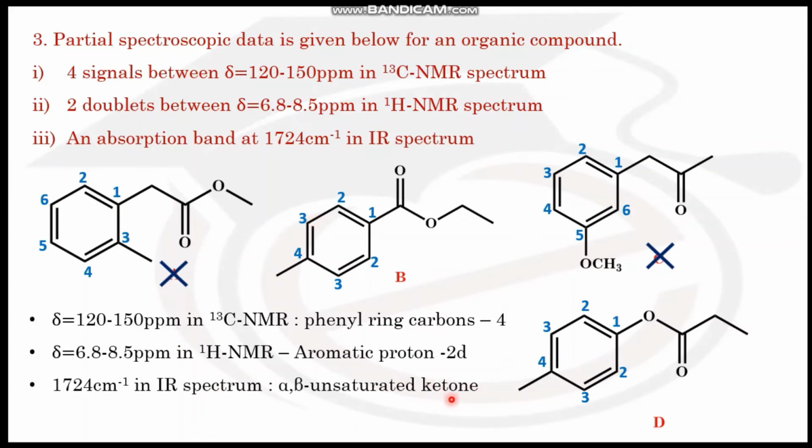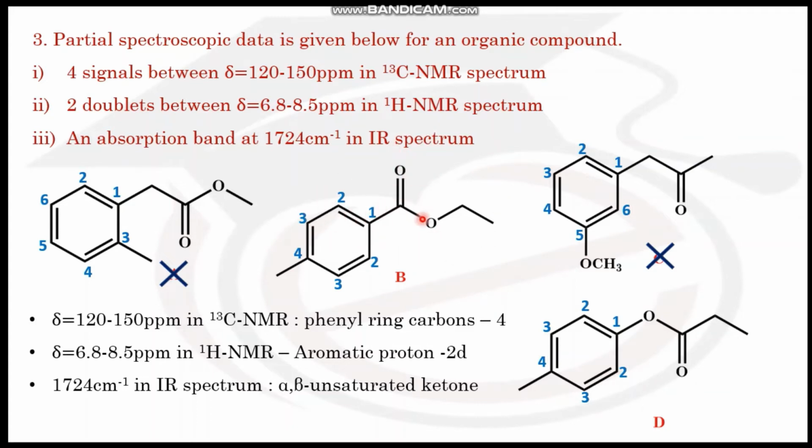Now coming to the next data, the IR spectrum 1724. That means it's an alpha beta unsaturated ketone. In option B you can see this is the carbonyl group, this carbon 1 is the alpha carbon, and carbon 2 is the beta carbon. So this is an alpha beta unsaturated ketone, and the IR value 1724 corresponds to this alpha beta unsaturated ketone.